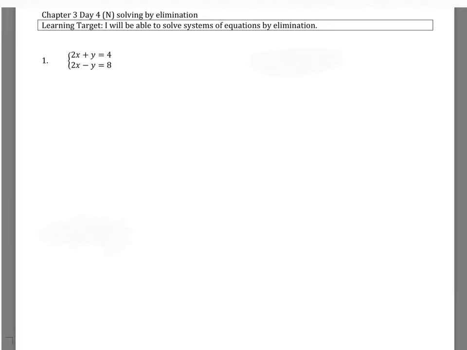Algebra 2, Chapter 3, Day 4. Solving by elimination. Learning target: I will be able to solve systems of equations by elimination.